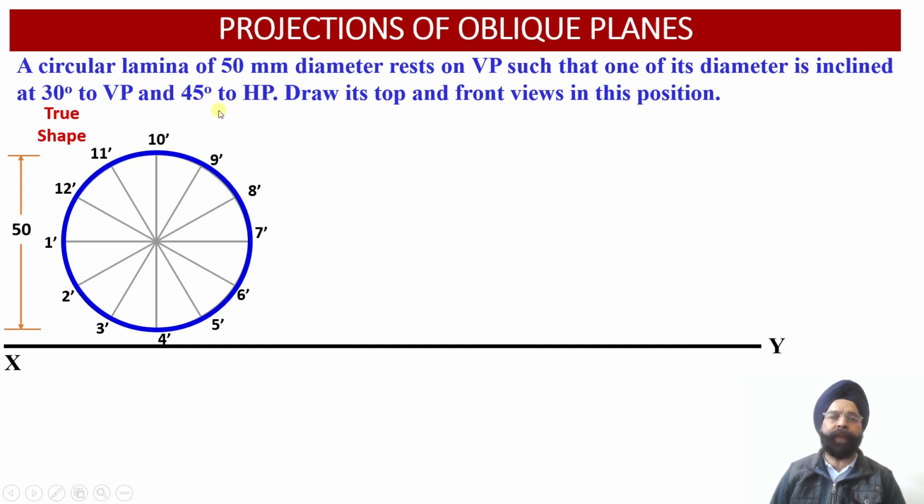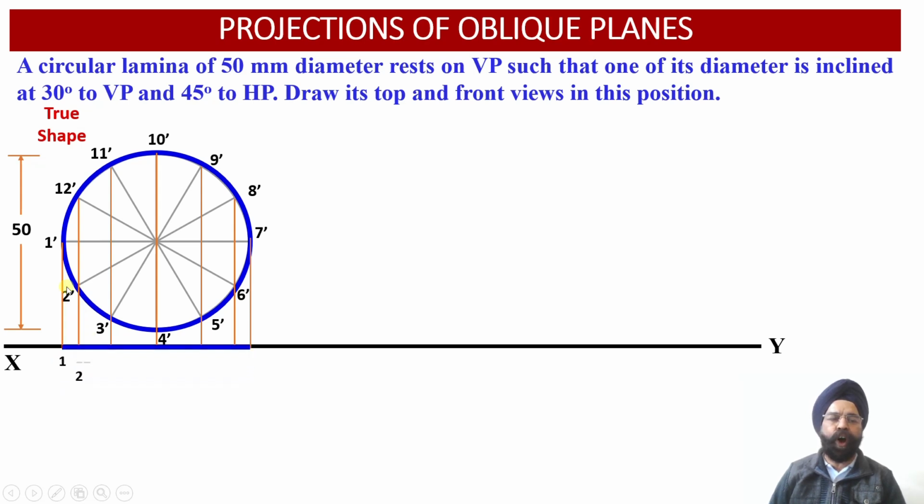Now having obtained the front view projections, we have to look at this particular circular lamina from the top. So as the observer is going to observe this lamina from the top, since this circular lamina is contained by the vertical plane, its top view projection will be the edge view projection, which will be obtained on the horizontal plane, and these projections will be obtained on the XY reference line.